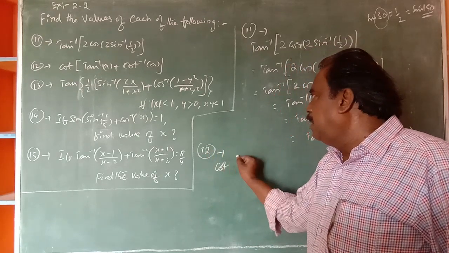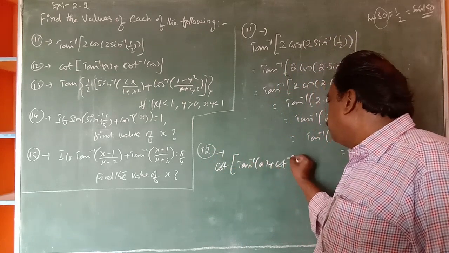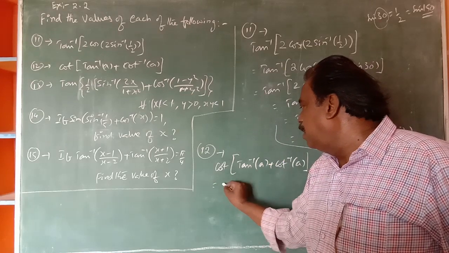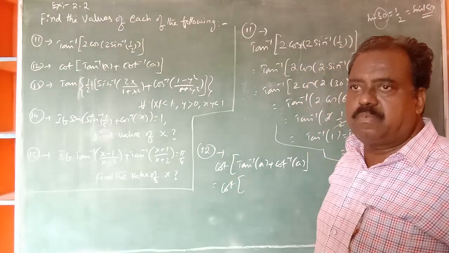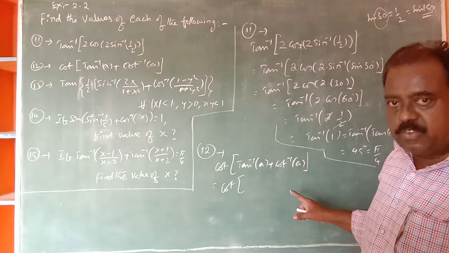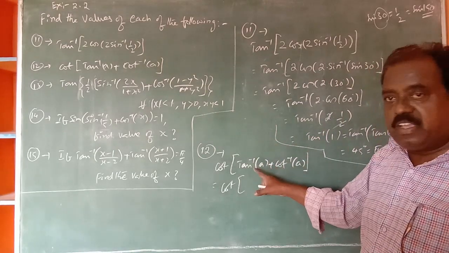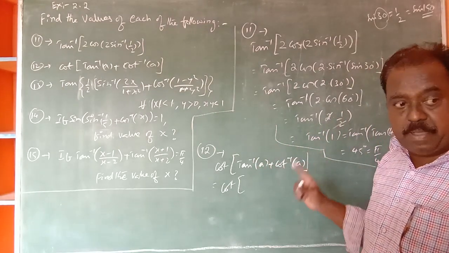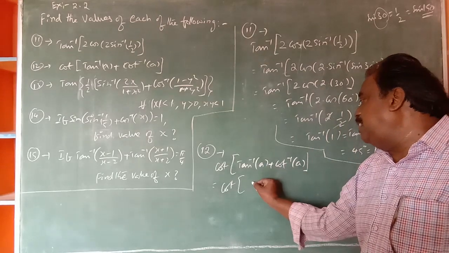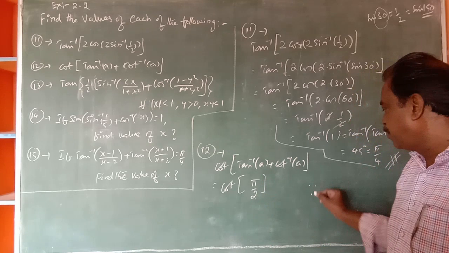It is cot of tan inverse a plus cot inverse a. A formula is there: tan inverse x plus cot inverse x is pi by 2. Sin inverse x plus cos inverse x is pi by 2. Secant inverse x plus cosecant inverse x is equal to pi by 2. In the properties, it is clear. So this is simply pi by 2. You may get some doubt, I will write it.